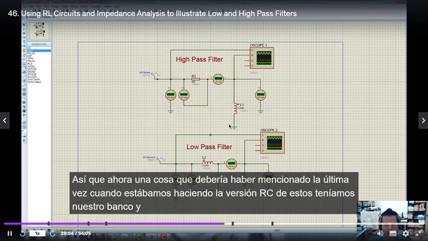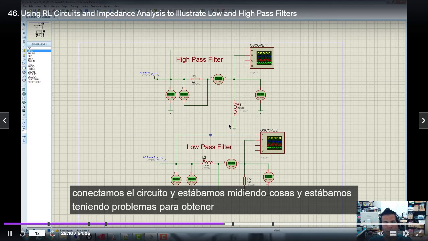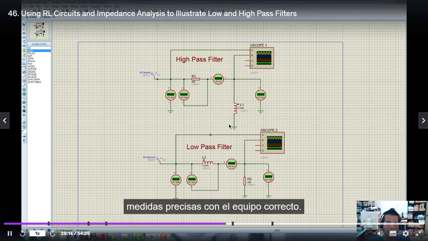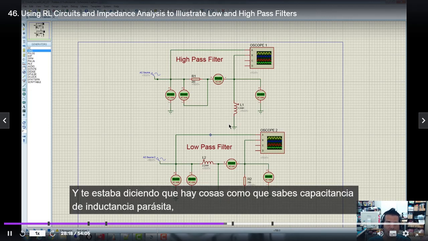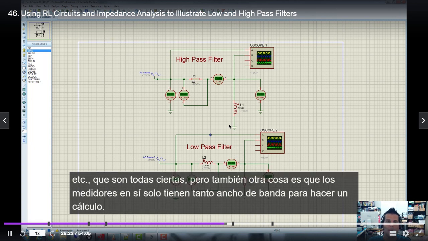One thing that I should have mentioned last time when we were doing the RC version of these: we had our bench and we had hooked the circuit up and we were measuring things and having trouble getting accurate measurements with the equipment. And I was telling you there's things like stray inductance, stray capacitance, and so forth, which are all true. But also, the meters themselves only have so much bandwidth to do AC calculations.